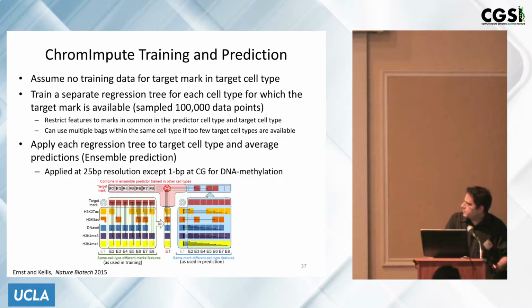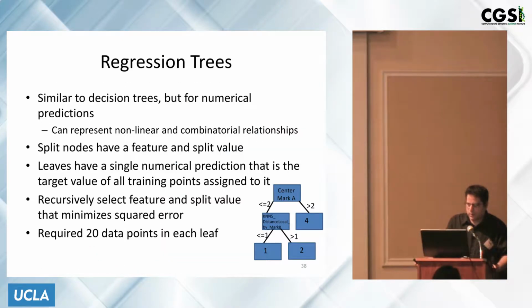And this was trained based on an ensemble of regression trees at a 25 base pair resolution, except for DNA methylation, which we did at 1 base pair resolution. So just a quick overview of the regression trees. It's similar to decision trees if you've seen them, where at each node you have a split feature: if it's less than some value, you go one way, and if it's greater than some value, you go the other way. And then at the leaves, you have numerical values that you're predicting on.